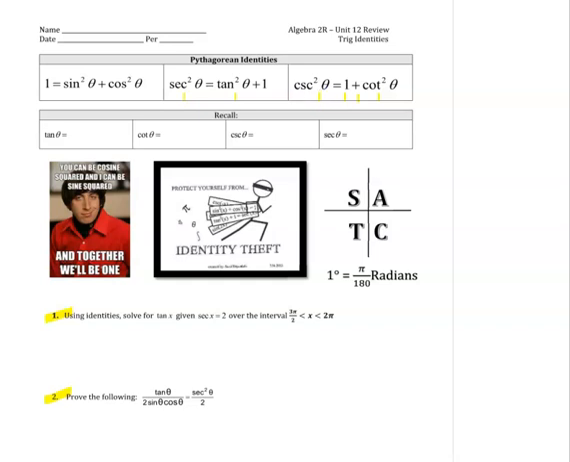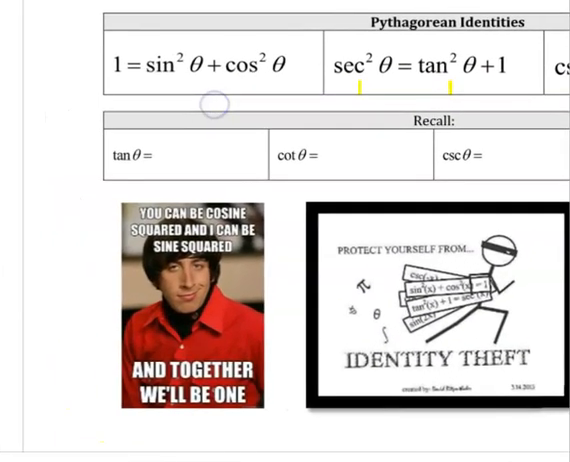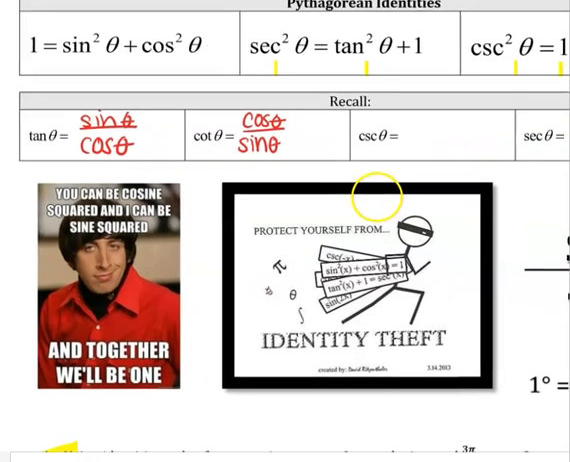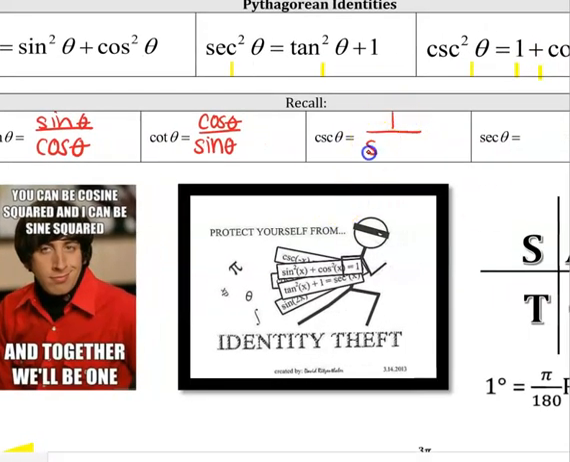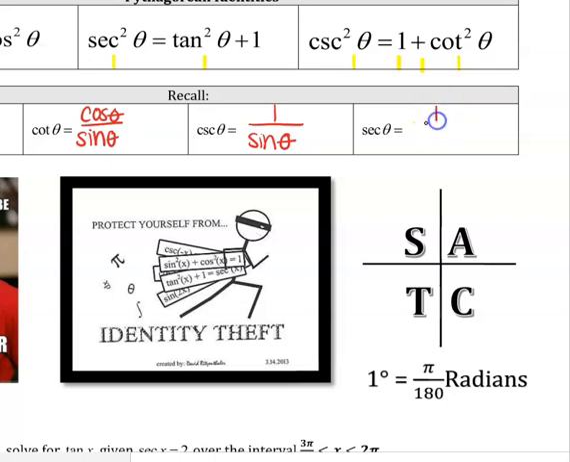Now, some other things to keep in mind are some identities that you would know from Unit 10. So zoom in here. Let's talk about tangent. We know that's sine over cosine. And we remember that because we go tanning in South Carolina. Cotangent is the reciprocal. Cosecant is the reciprocal of sine. And secant is the reciprocal of cos. And a way to remember that is cos backwards kind of looks like secant. So very similar.